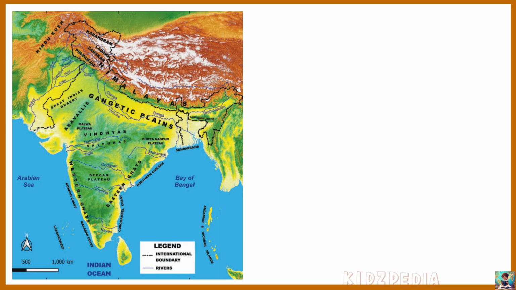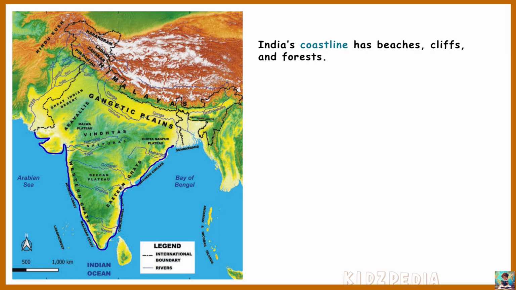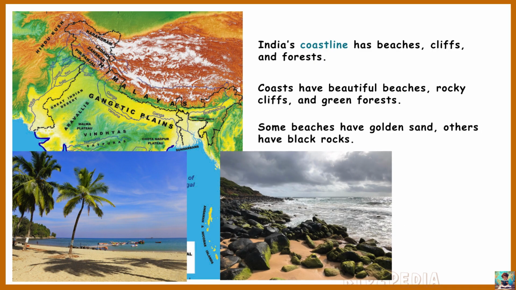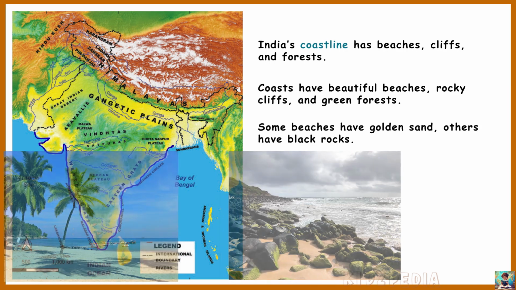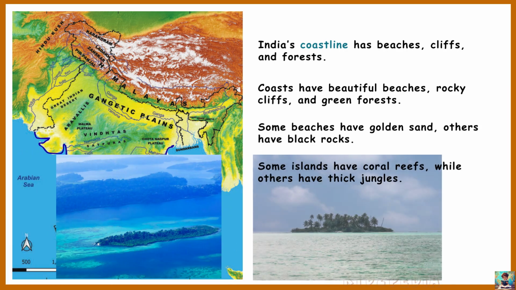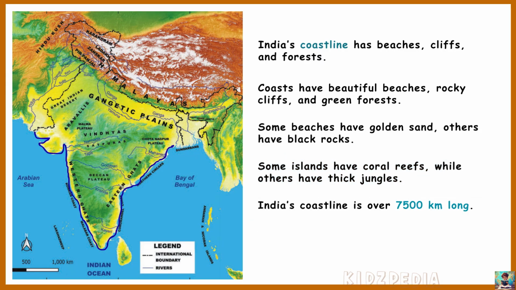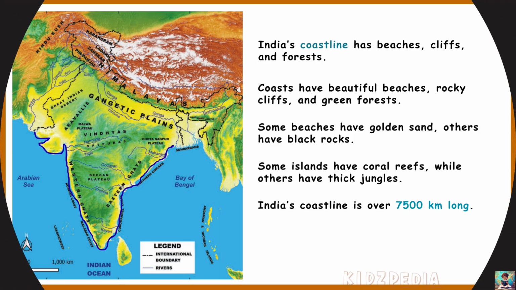So far, we have been learning about the plateaus of India. Now, let us move towards another important physical feature, the coastal regions of India. India's coastline is full of beauty and variety. As you move along the coast, you can see sandy beaches, rocky cliffs, and green forest. Some beaches have golden sand while others have black rocks. The islands are also different. Some have colorful coral reefs while others are covered with thick forest. Altogether, India's coastline is more than 7,500 km long and is full of surprises.